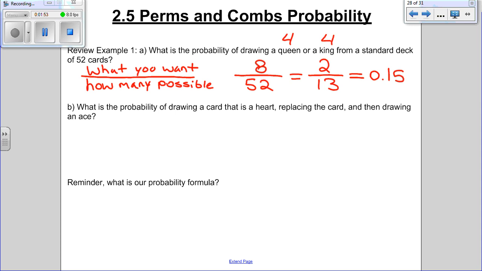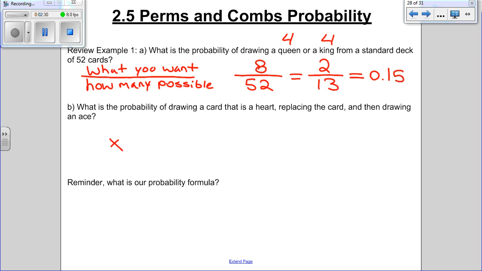Question 2. What is the probability of drawing a card that is a heart, replacing the card, and then drawing an ace? That's a lot more complex, isn't it? So if you want to do this, you have 2 situations here. So what did we do with 2 situations? In the probability unit, we multiplied them because we wanted both things to happen. It was this and this. If it was this or this, that's when you're adding. When it's this and this, we're multiplying 2 probabilities.